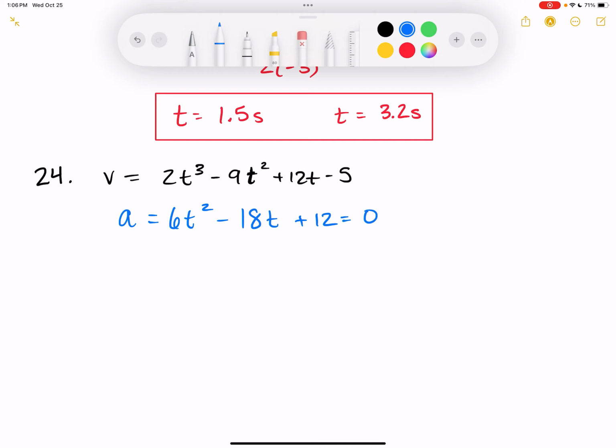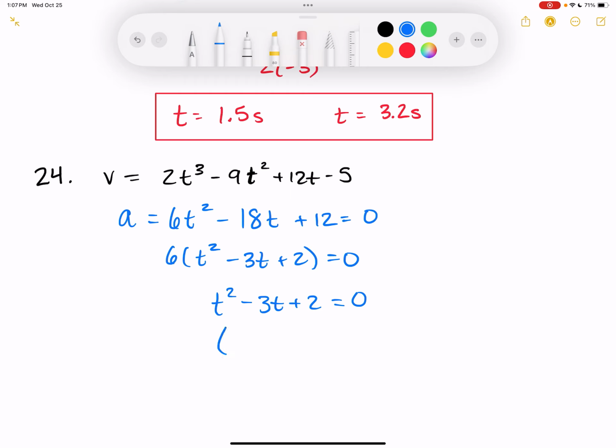It's just going to go away, because it's equal to 0. Yes, because 0 divided by 6 is 0. So I'm going to take a 6 out of everything: t squared minus 3t plus 2 equals 0. Now we can actually do something useful, which is factor.